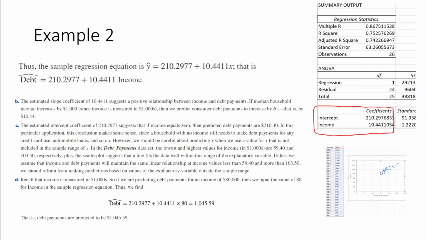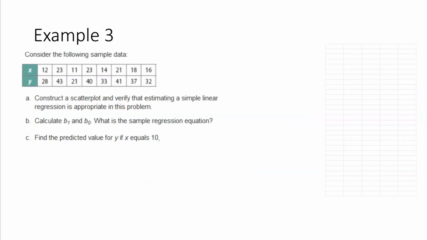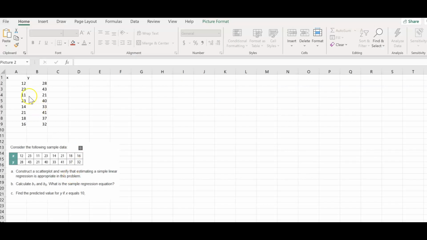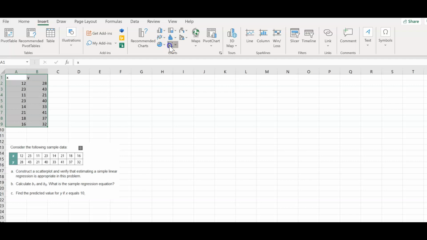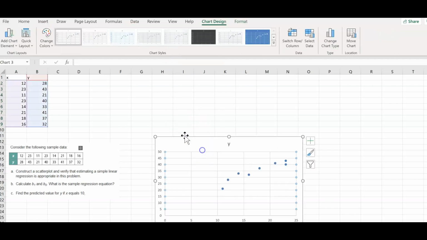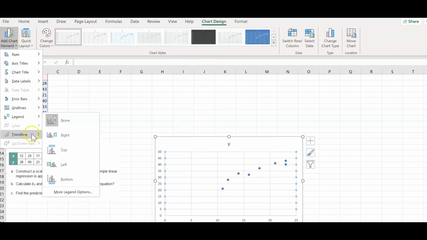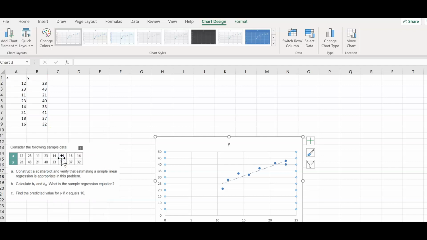We'll do one more example together before you do a problem on your own. So consider this following data. We're going to create a scatter plot, calculate these, and find the predicted value. I've just put everything into Excel, so I would type all that into Excel. I'm going to grab these and click Insert. They want a scatter plot, and it looks pretty linear, but I'm going to add a chart element and check out my trend line here, and there we go.